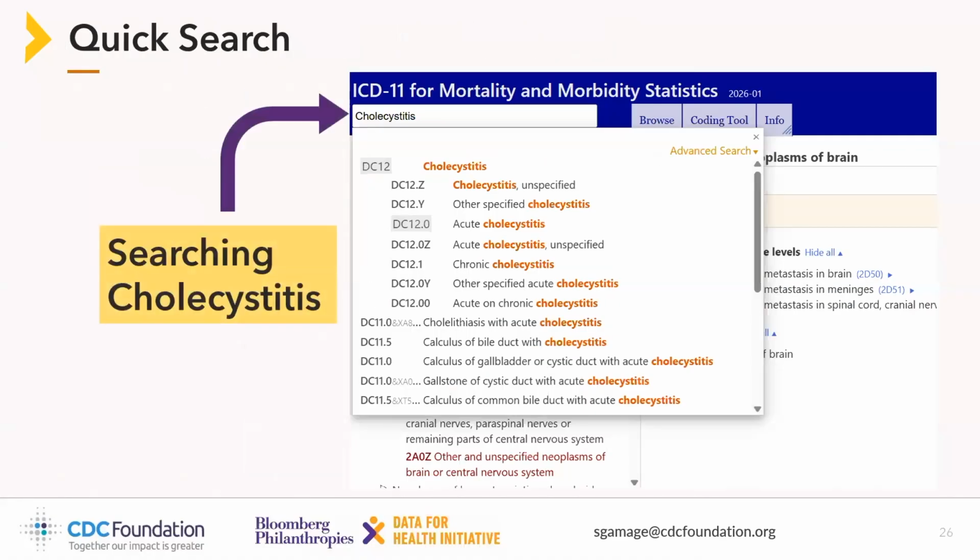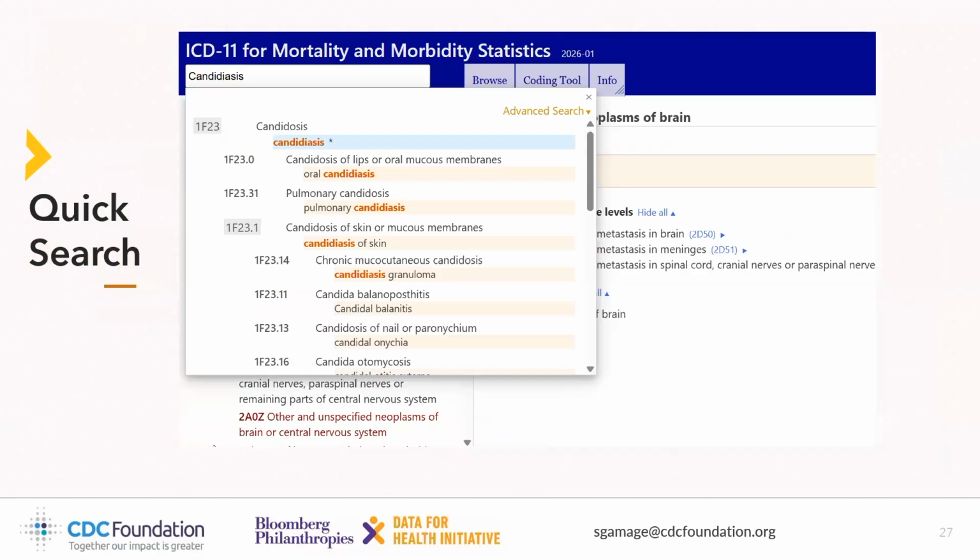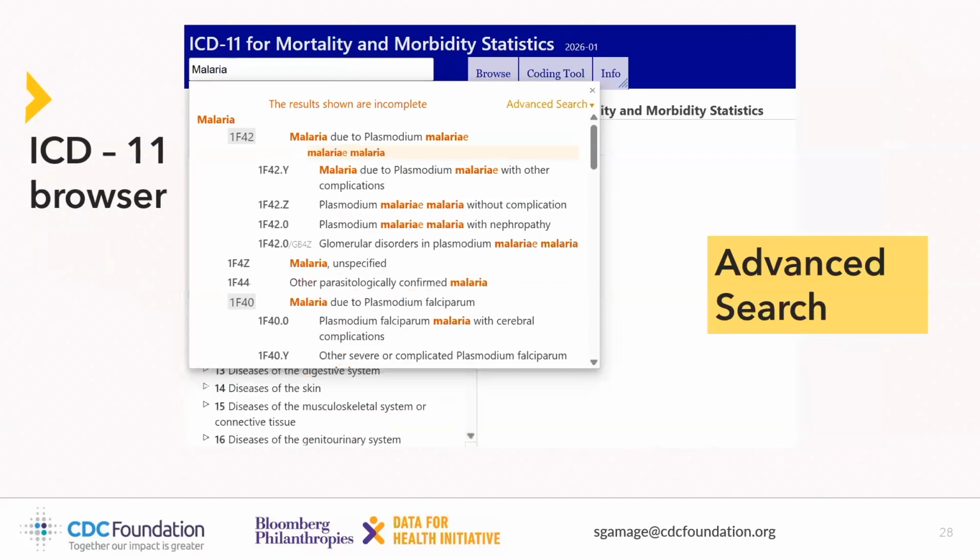And if you look for cholecystitis, all entries with cholecystitis will appear, and you can browse and read and see whatever you want to search. And this is a quick search in candidiasis. All the entries with candidiasis will appear, and you can see the content, how candidiasis is classified and how it is indexed.